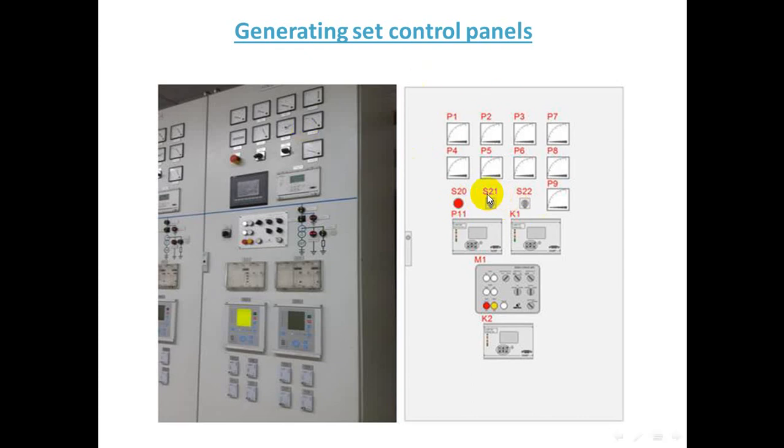S21. What is the function of S21? S21 is the voltage measuring selector switch. If you want to measure the voltage in the power station or of any generator, you must press S21 to display the voltage on the monitor screen.